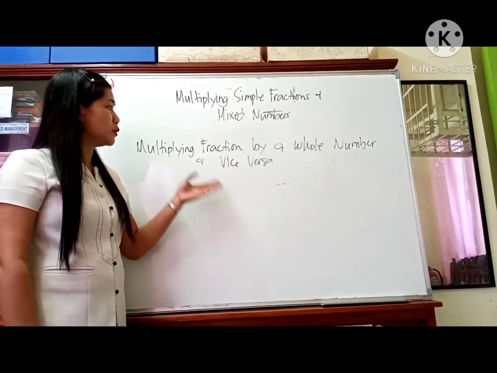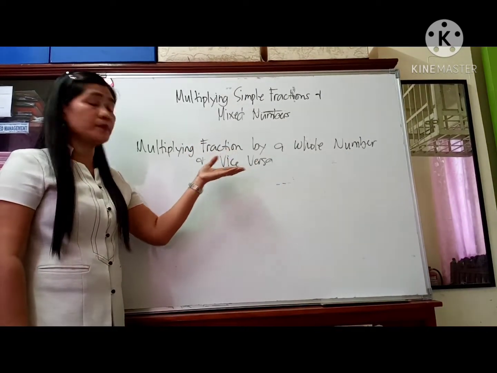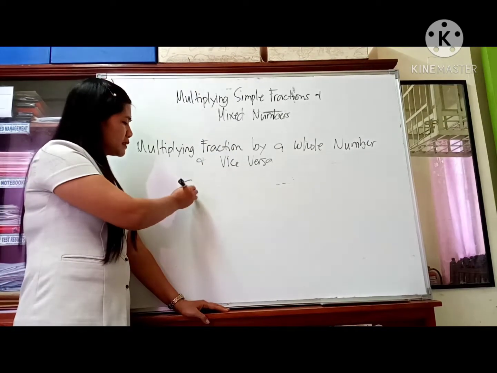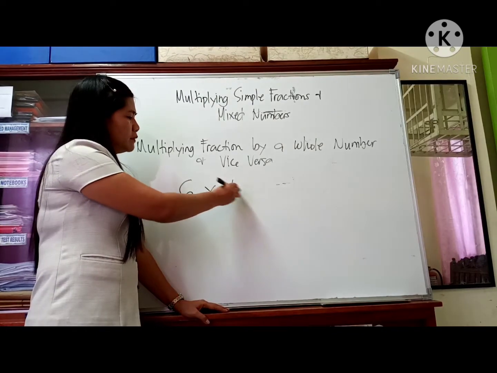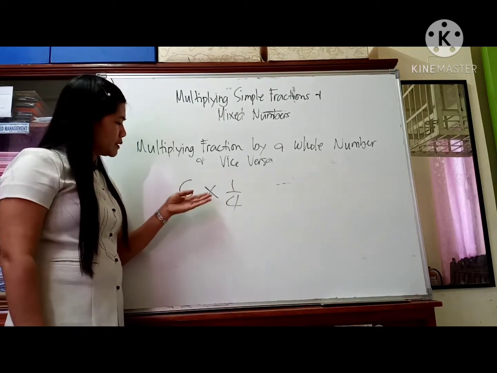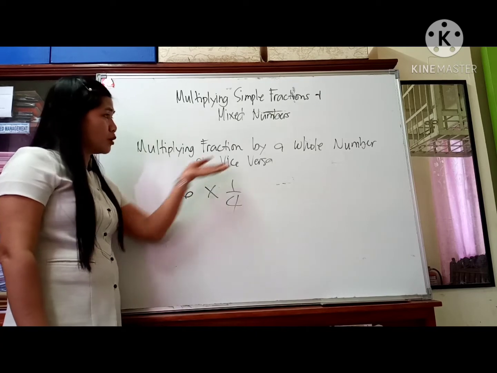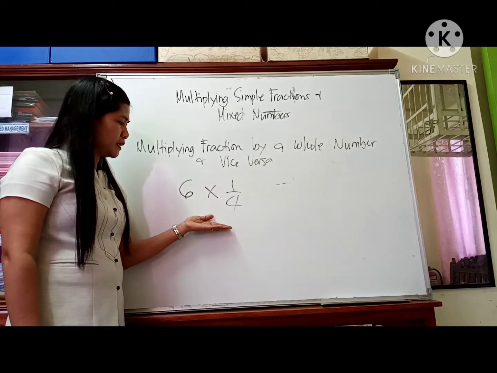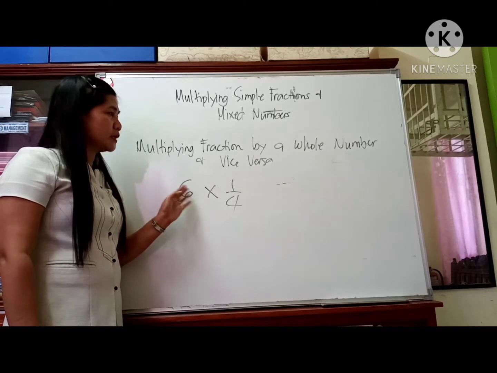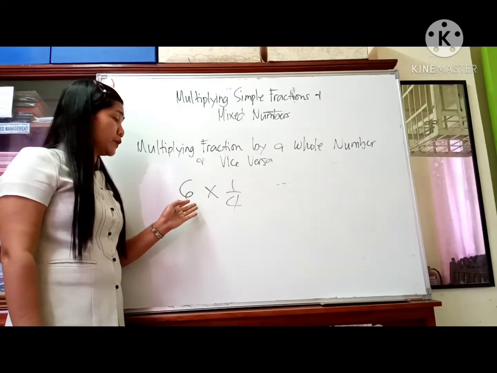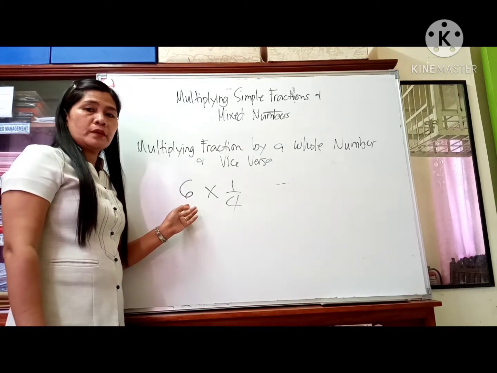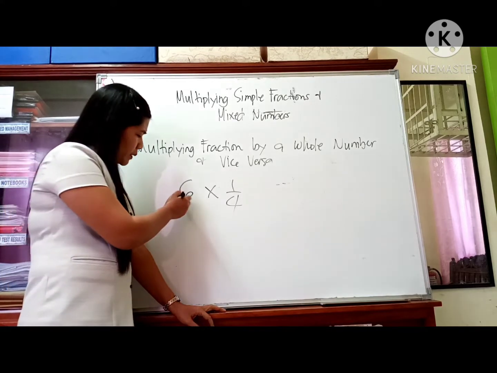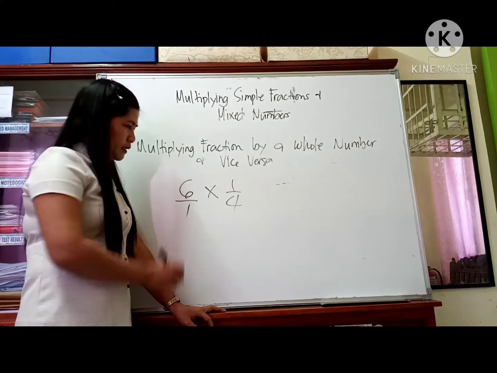So this time we will multiply a fraction by a whole number and vice versa. So let's take 6 times 1/4. As you can see, the 6 is a whole number and 1/4 is a fraction. So how will you multiply it? First, you are going to rewrite the whole number into a fraction by just putting 1 as the denominator. So you will make 6 over 1.